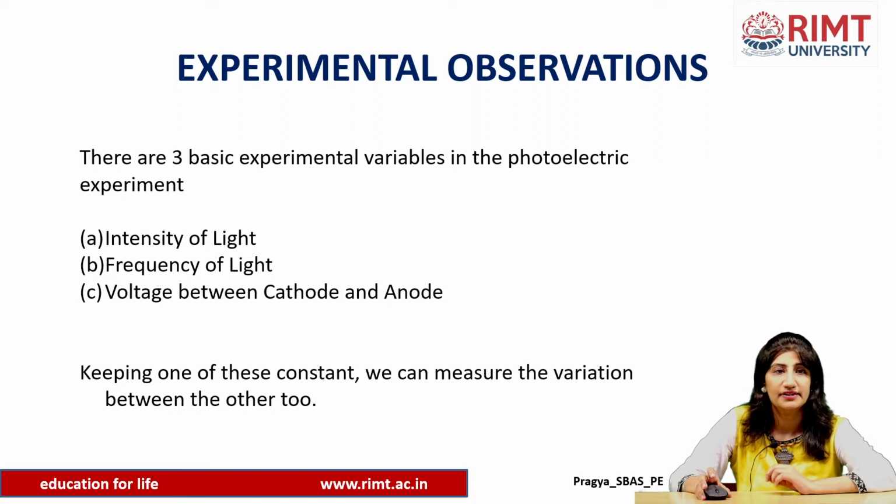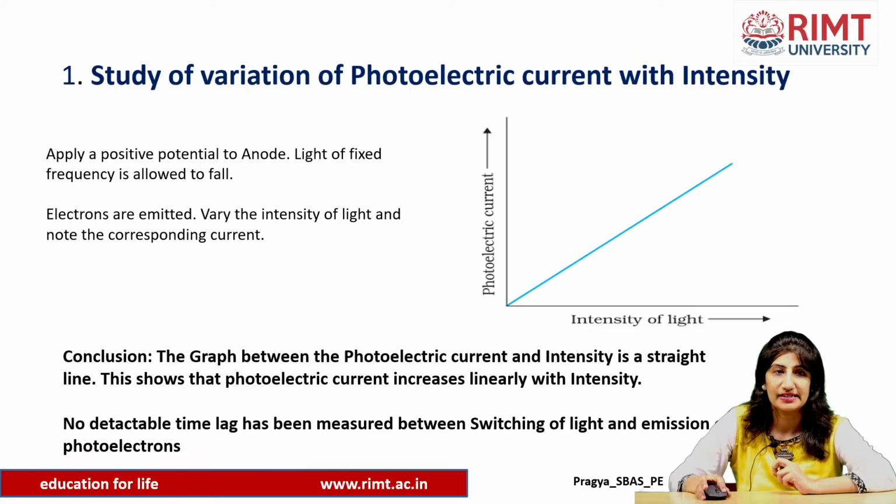In this experiment, there are three main variables. Number one is the intensity of light, number two is the frequency of light, and number three is the voltage between cathode and anode. Keeping any one of these three constant, we can measure the variation between the other two variables. For example, if we keep the intensity constant, we can measure the variation between B and C, that is frequency and the voltage. Based on this, we have three graphs or three variations.